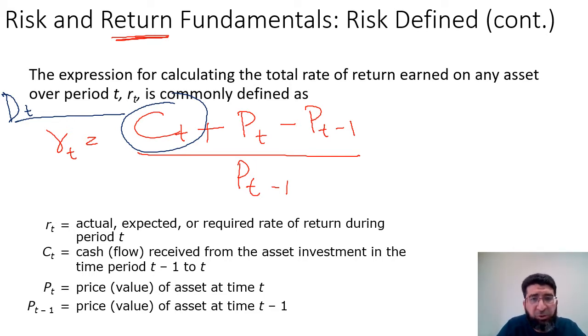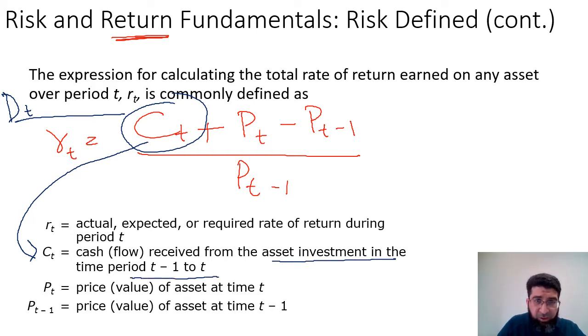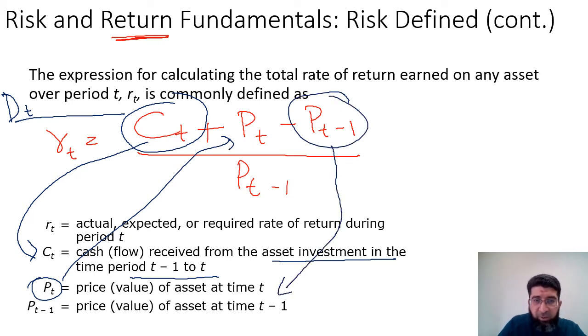So from instrument to instrument it varies. This cash flow is basically the cash flow received from the asset's investment in the time period t minus 1 to t. Then we have P_t, which is the value of an asset at time t, and then we have P_t-1, which is the price of the asset at time t minus 1. Now please look at a couple of important things.